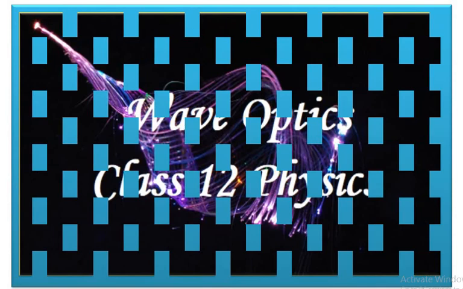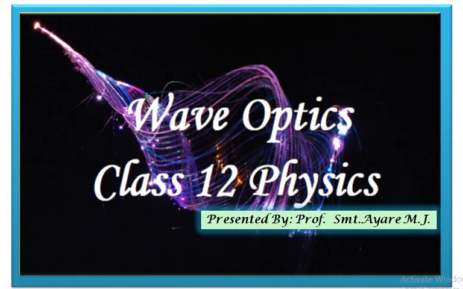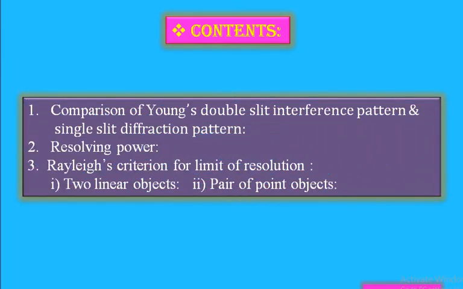In the last lecture, we have seen the diffraction of light, types of diffraction, and Fraunhofer diffraction at a single slit. In this lecture, we are going to start the next points in this topic. They are comparison of Young's double slit interference pattern and the single slit diffraction pattern, resolving power and Rayleigh's criterion for the limit of resolution, two linear objects and pair of a point object.